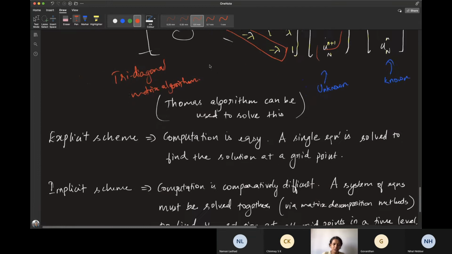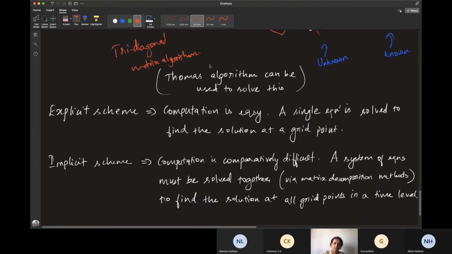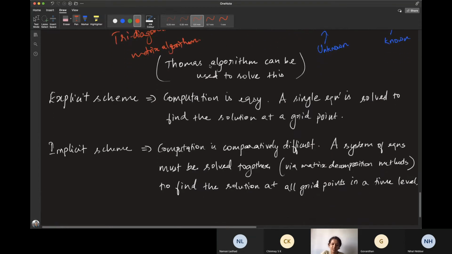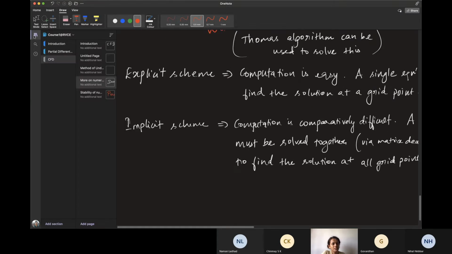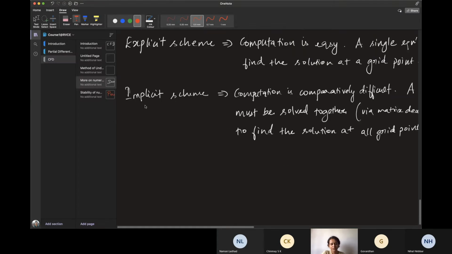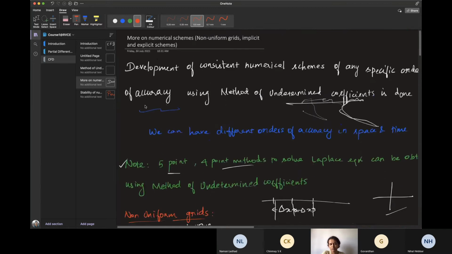So that is what an implicit scheme gives us. In an implicit scheme, computation is comparatively difficult compared to an explicit scheme. In an explicit scheme, computations are easy, and it's always possible to find the solution at a grid point using just a single equation, whereas in an implicit scheme, you have to solve the matrix system. So this is what I wanted to introduce before going to stability.